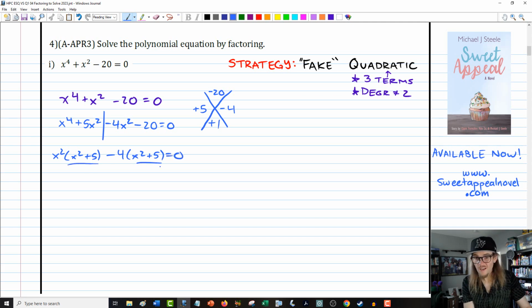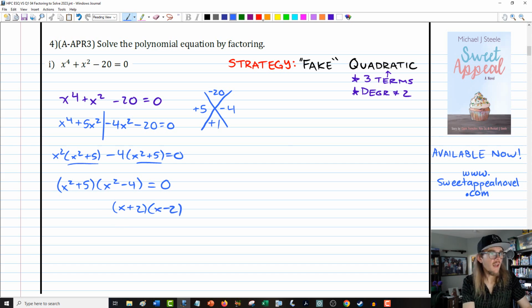And now we have a GCF of x squared plus 5. So I'll GCF it out and be left here with x squared plus 5 times x squared minus 4 equals 0. So good stuff overall, but obviously we can go a little bit further. x squared minus 4 factors into x plus 2 times x minus 2 using a difference of squares.